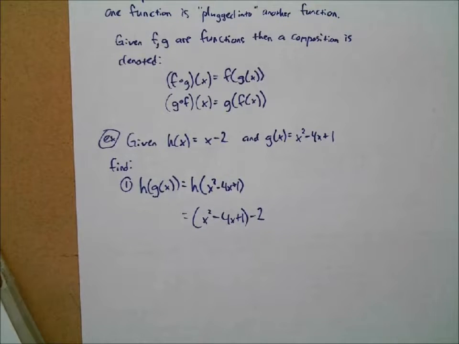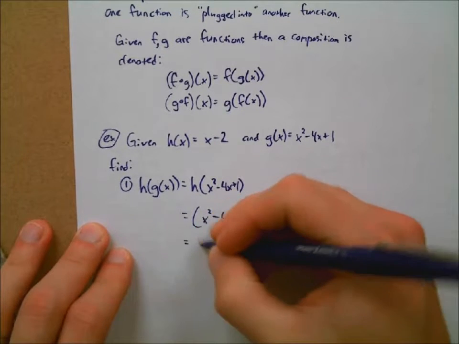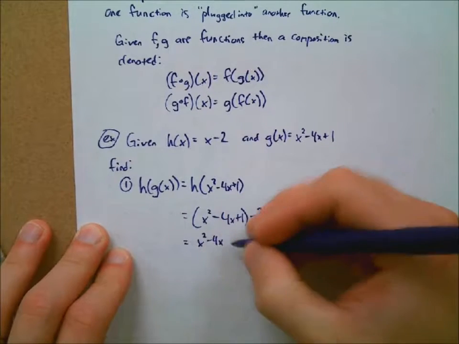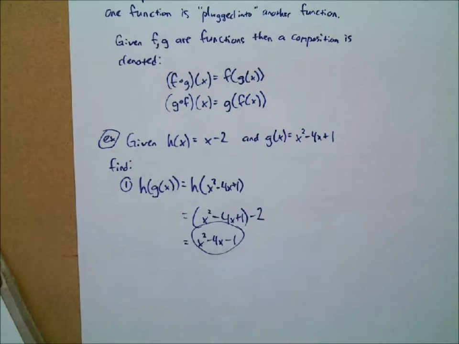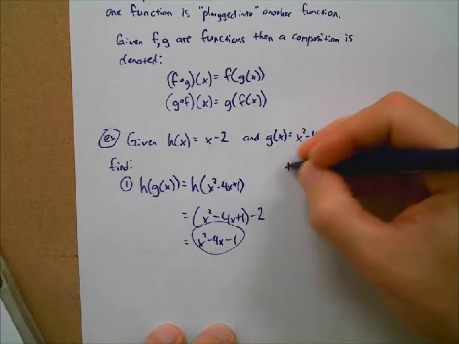And then we can go ahead and simplify here, right? So we get x squared minus 4x minus 1. And then there's our final answer, simplified at least. Questions on any of that? Pretty easy. All right, you guys try this one then.